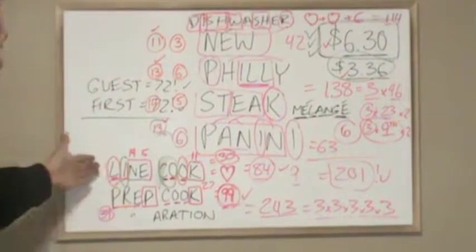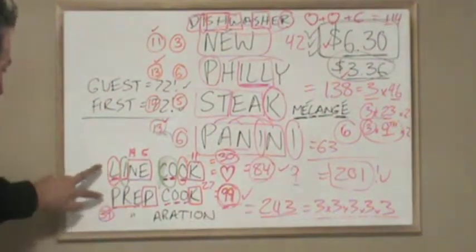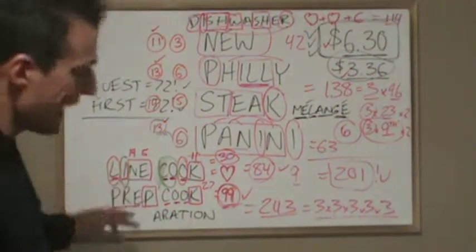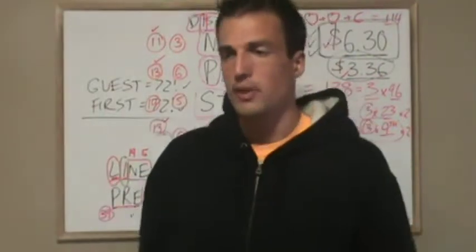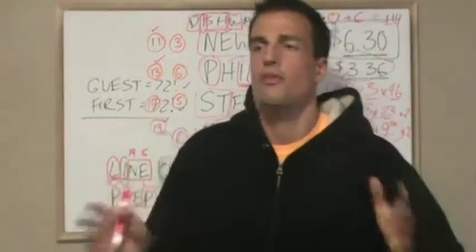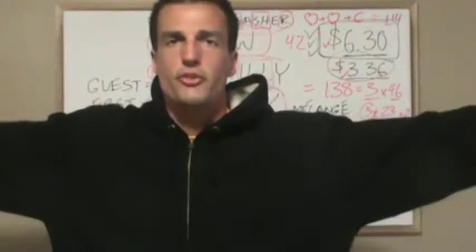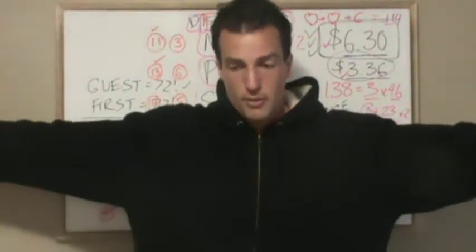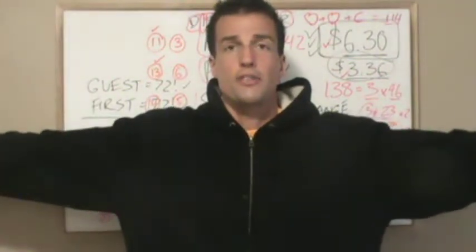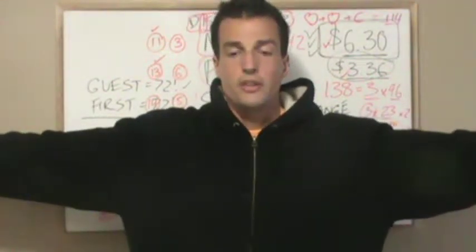So the fact that a line cook plus a prep cook adds to 183, which equals Christ the Redeemer, Cristo Redentor, the name of the statue in Rio de Janeiro, the famous Christ the Redeemer statue that's, I don't know how many feet tall. It overlooks the entire city.